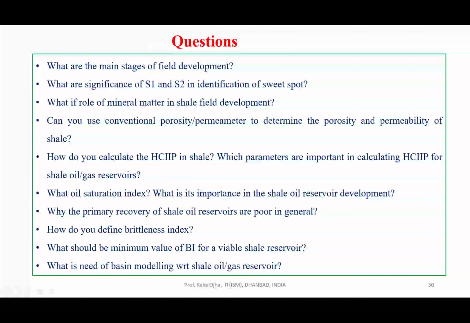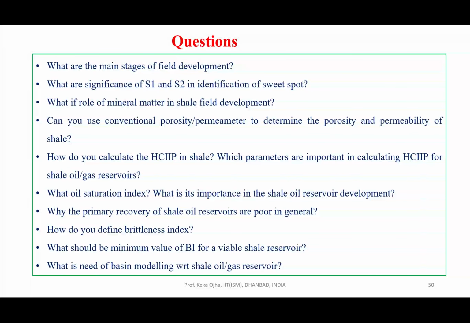Significance of S1, S2 in identification of sweet spot. What do they tell us? S1, what does it tell? Free oil or gas, the hydrocarbon present in that. So if you discover a shale oil or gas reservoir, that is what we can produce. And S2, what does it tell? It is the potential. S1 plus S2 total is the generation potential. If it stays in the maturity window for long, then S2 may also be converted to S1. So that gives you the generation potential itself.